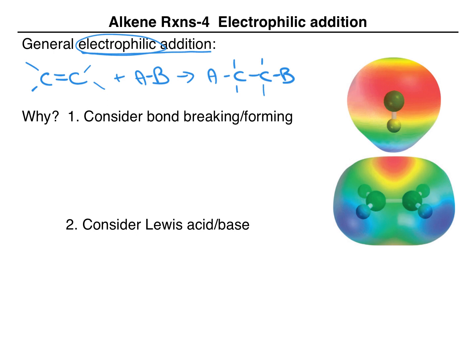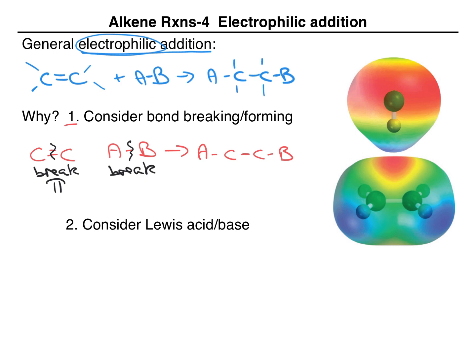Now, why will this reaction occur? One thing is to consider bond breaking and bond forming. So we have our alkene, we have AB, and then it is reacting to form this product. And I'm only drawing the bonds that matter right now. So for this reaction to occur, we are breaking a pi bond, and we are breaking a sigma bond. But we are forming 2 sigma bonds.